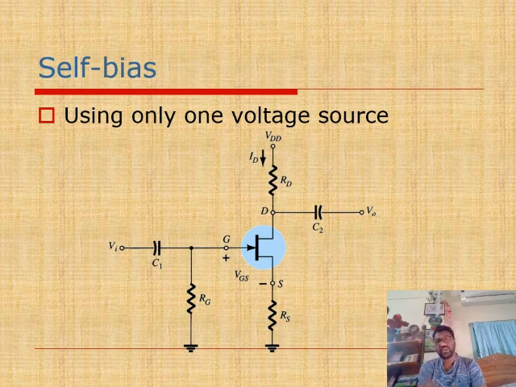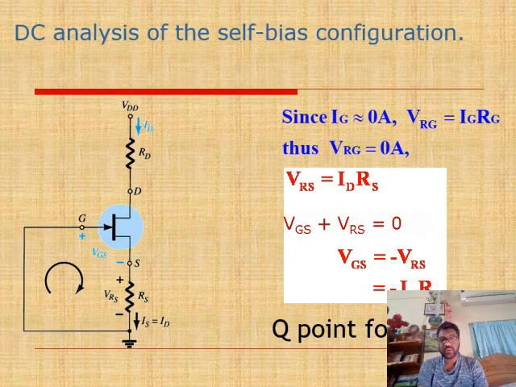In the previous case we have seen two voltage sources being used, but in this self bias circuit we will see only a single voltage source, that is VDD. No other source will be used. The left side will be taken as the input side, and the right side will be taken as the output side. As it is self bias, there is only a single voltage source, and in the gate circuit there is no other separate source.